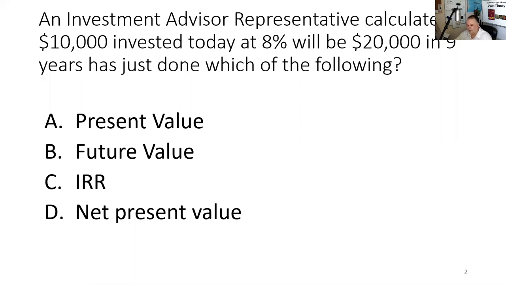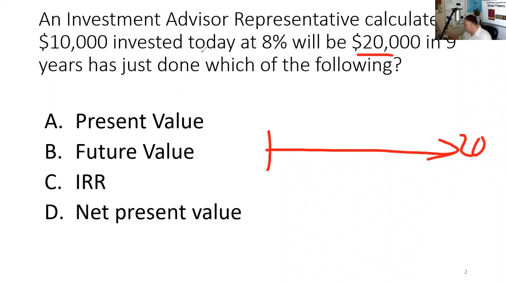Okay, so an investment advisor representative, that will be you, calculates $10,000 invested today. Let me get my annotations tool fired up here. Will be $20,000 at some future date. And so what did you do? You did which of the following? You did B, the future value.